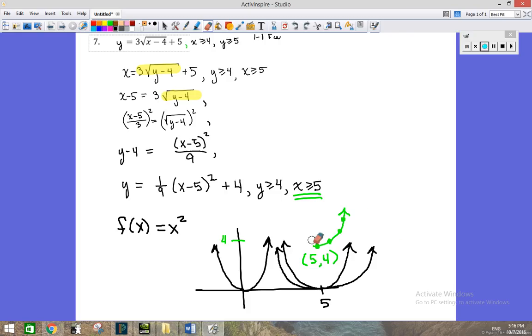Now, I know that this function and the original function truly are inverse functions because each one of them is 1-to-1. So my final answer has to include at least that x greater than or equal to 5. I normally also write the y greater than or equal to 4 because I normally identify the domain and range. And when I switch the domain and range, not only do I switch x and y, I have to switch x and y in the inequalities that describe my domain and range. So here is my answer for number 7.